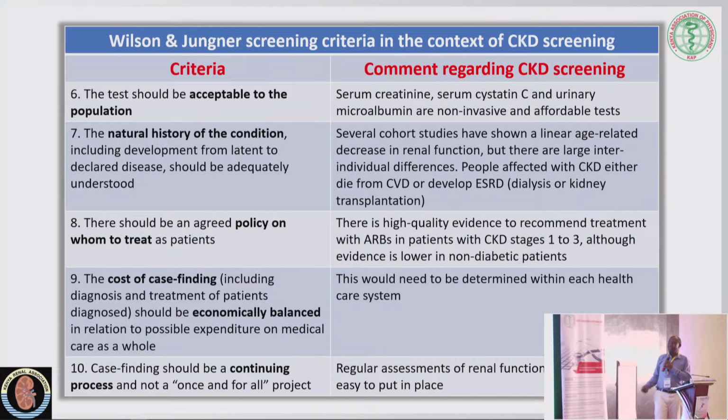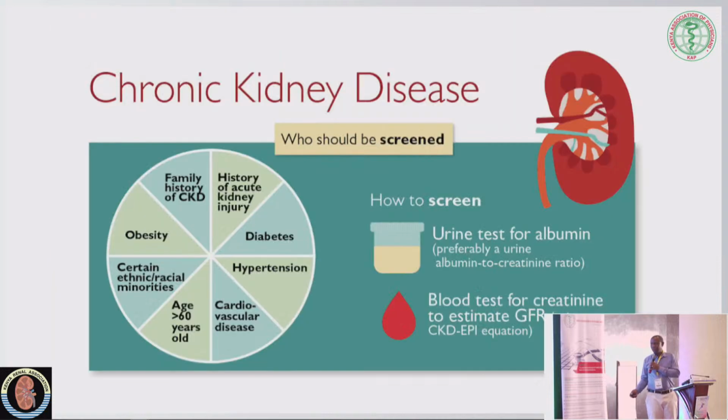The natural history of the condition is well developed and it's known. You start from a risk, you go to injury, you progress to disease, and then you're progressing towards failure and death. There should be an agreed policy on whom to treat as patients, and that's what we are trying to base ourselves on. Cost of case finding, is it acceptable? There are studies showing the cost of doing urinalysis, screening for CKD in the population, might outweigh the benefits, and therefore it is important to target who to treat.